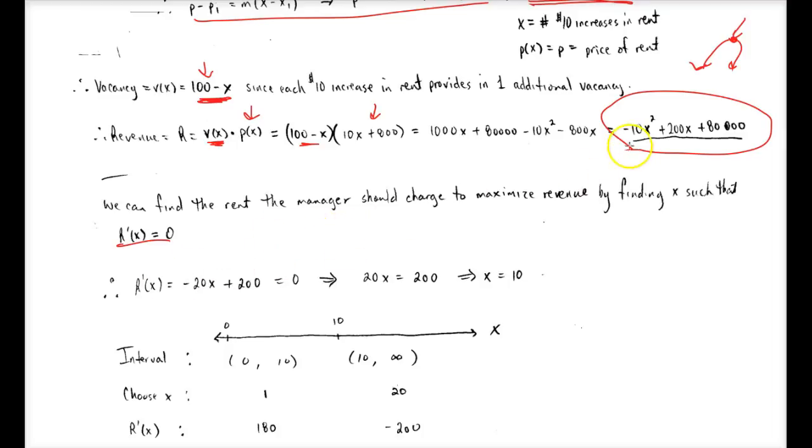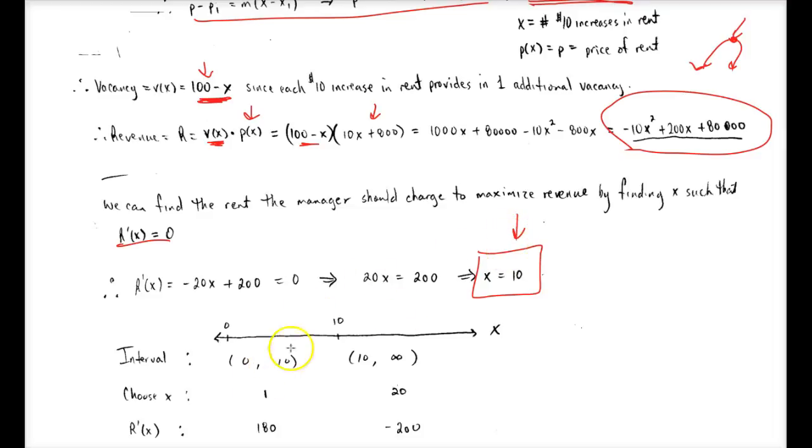So we take the derivative of our revenue function and we get negative 20x plus 200. We solve that and we get x equals 10. Again, x is the number of increases in rent. So this essentially says that we should be increasing the rent by 10 multiples of $10, which is $100.